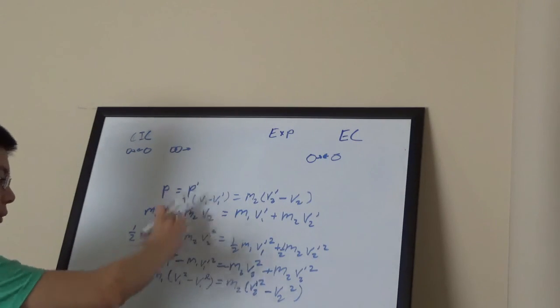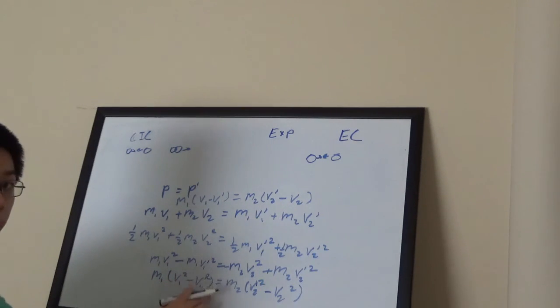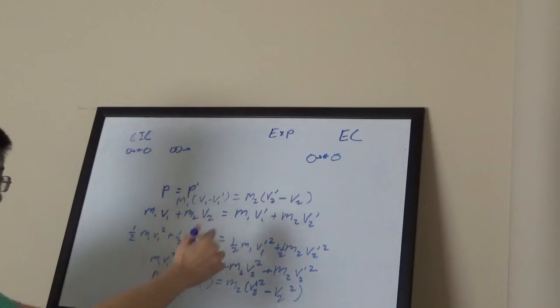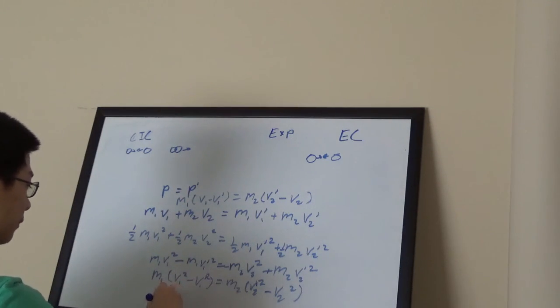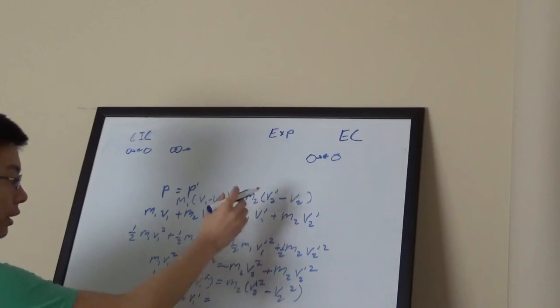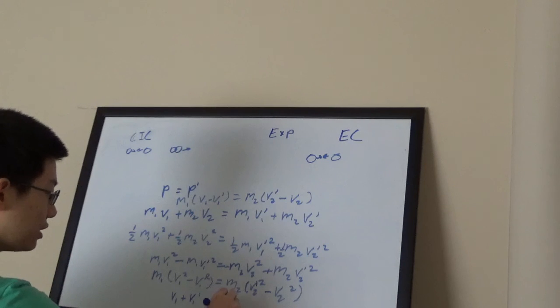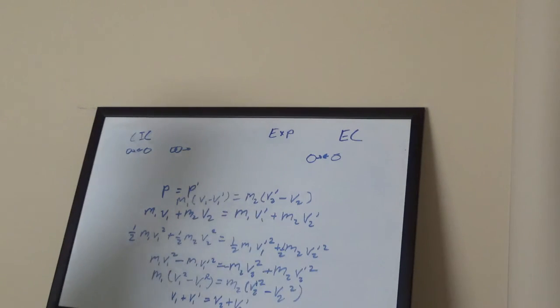Well, on this side, the m1's cancel, and by some algebraic rules, we know (v1 squared minus v1 prime squared) divided by (v1 minus v1 prime) is equal to v1 plus v1 prime. And on this side, we get v2 plus v2 prime, similarly. So we just found our initial velocity for object 1 plus its final velocity is going to equal the initial velocity of object 2 plus its final velocity.